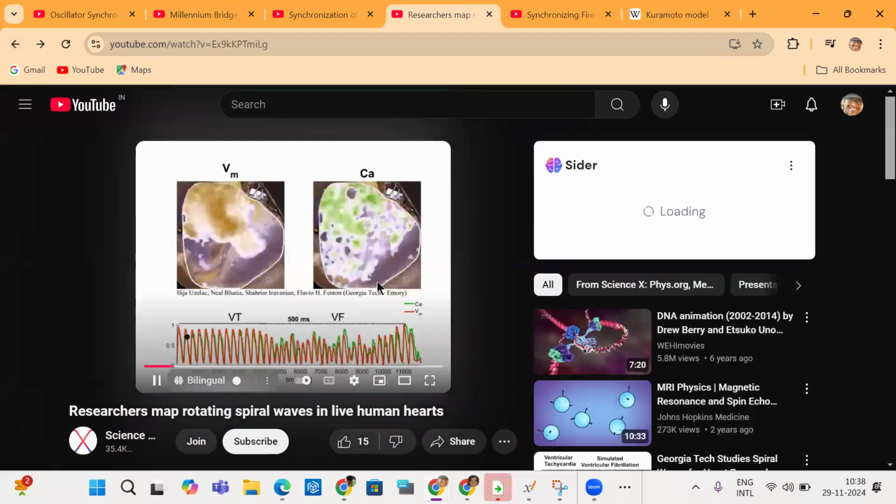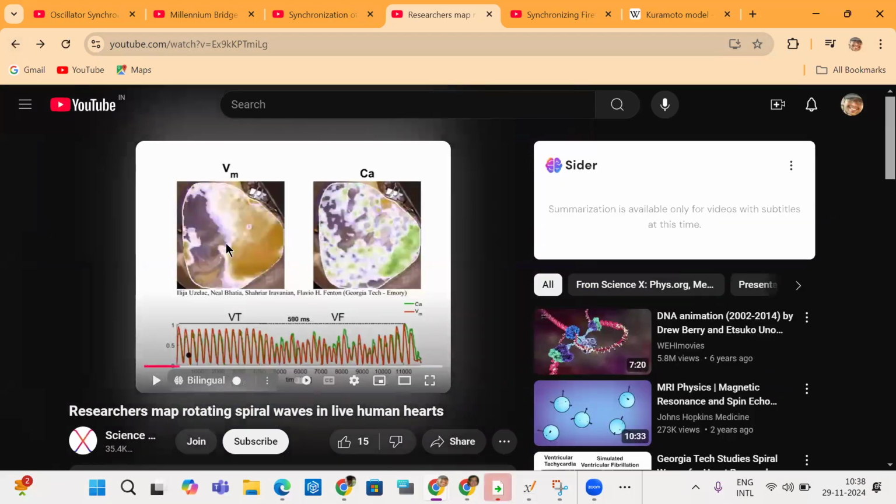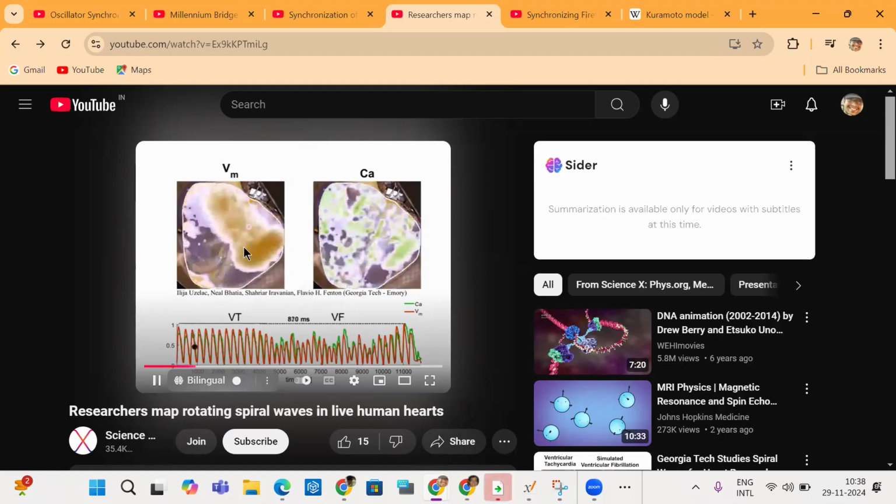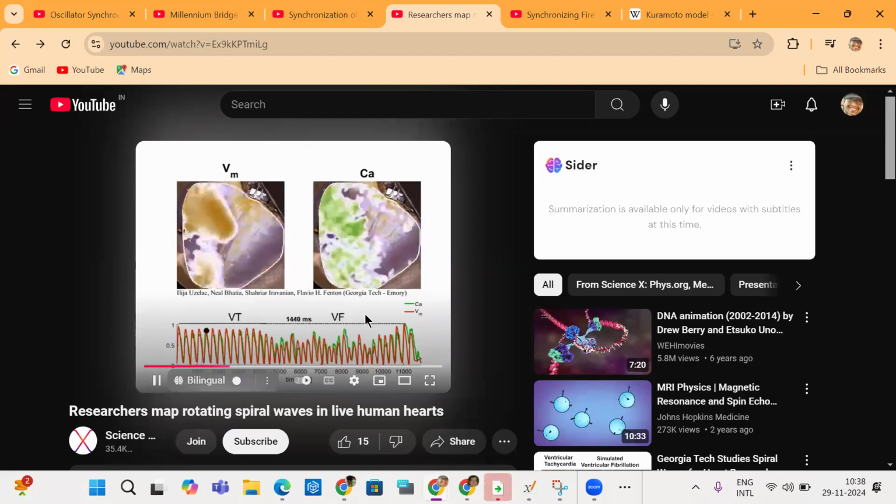Yeah. So can you see this figure? See this, this is the center of the spiral. See my mouse cursor. This is the center of the spiral. And you can see that it is rotating like this. It is rotating almost like this. Okay.